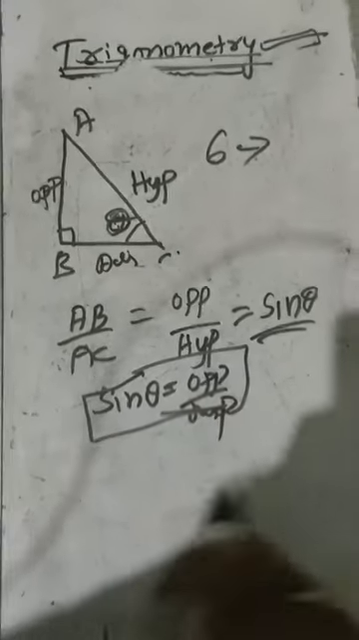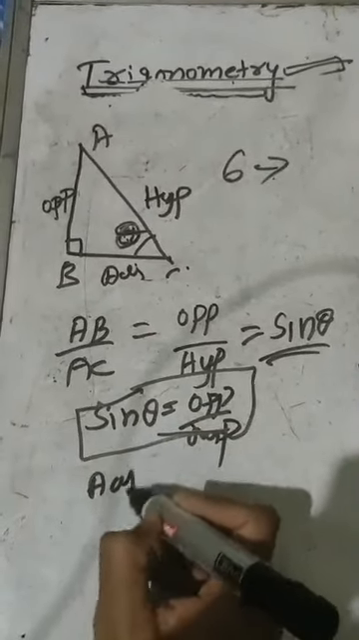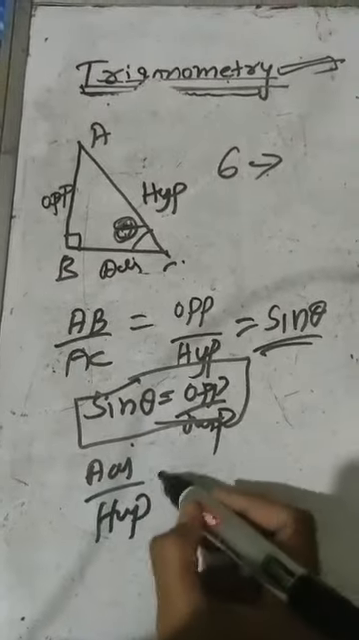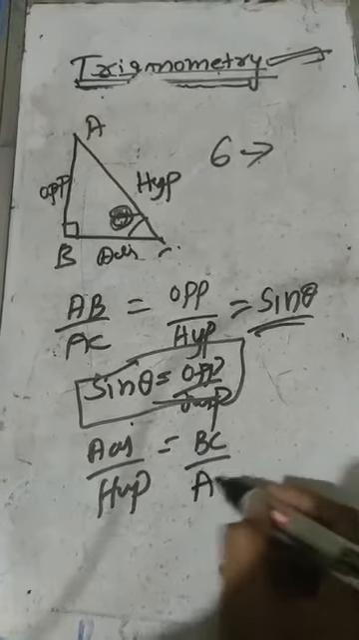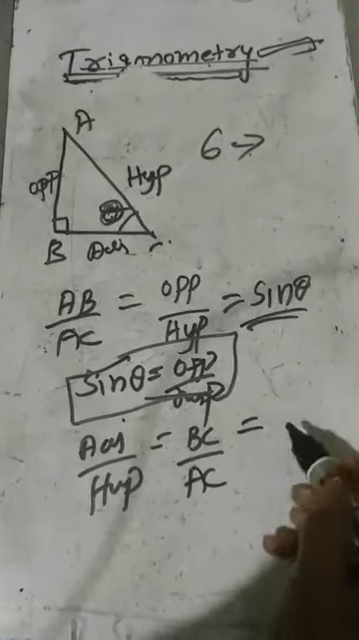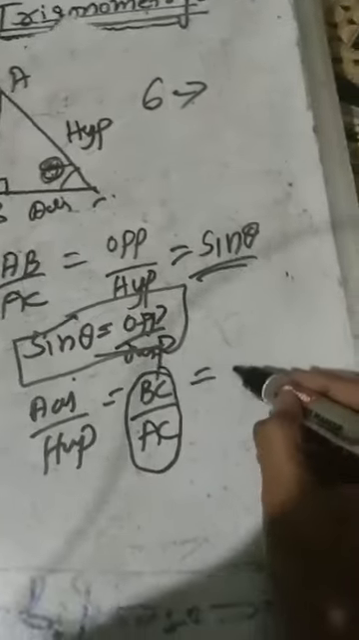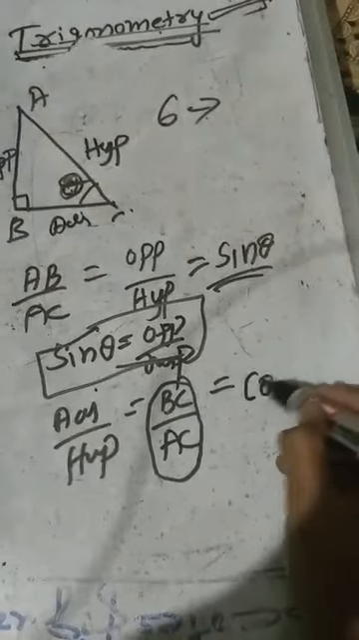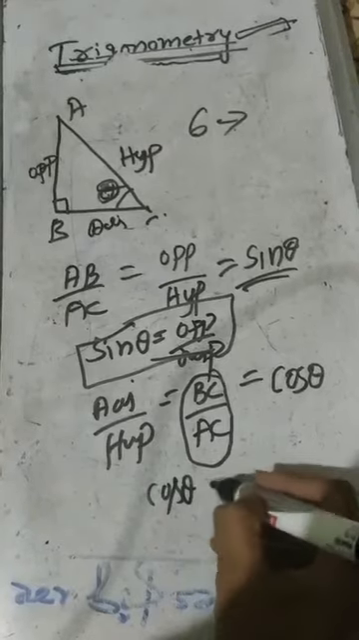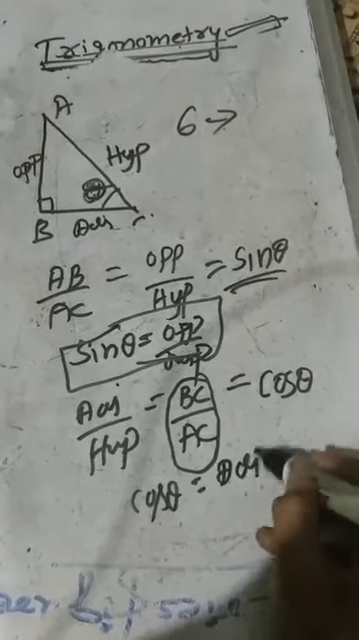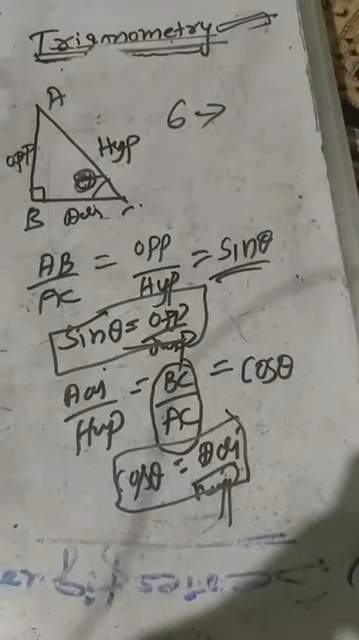Next we have to write the ratio for adjacent to hypotenuse. What is adjacent here? BC. What is hypotenuse here? AC. Adjacent is BC, hypotenuse is AC. For this ratio we name it cosine of the angle theta, simply cos theta. Cos theta means adjacent by hypotenuse.